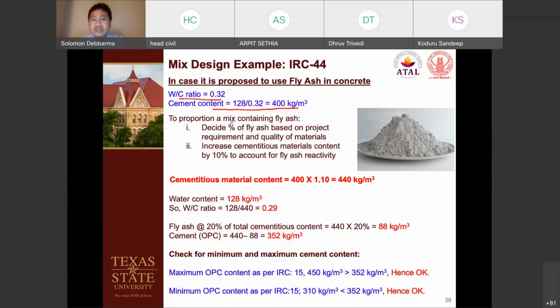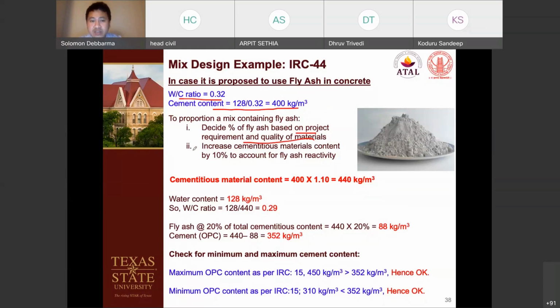So this can be decided. The percentage of fly ash should be decided based on the project requirement and the quality of the material. So how much percentage of fly ash should I use? Should I go for 10 percent, 20 percent, 25, 30 percent? And what is the quality of the fly ash? Is it fly ash grade 1 or fly ash grade 2? IRC 44 and IRC 15 recommend that for the PQC mix, we should go for fly ash grade 1.